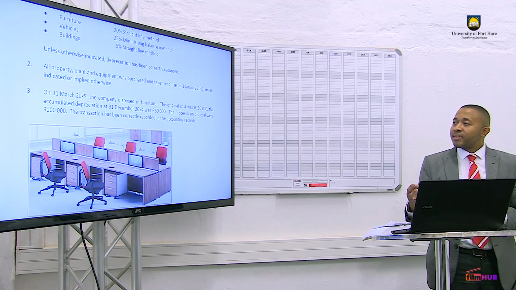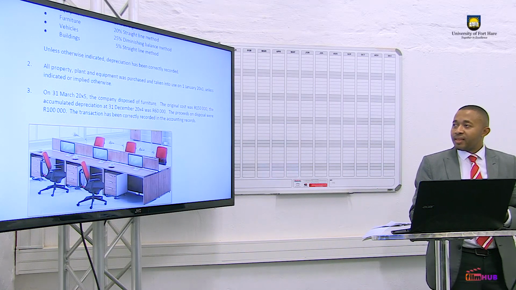150,000. The accumulated depreciation at 31st December 2004 was 60,000. The proceeds on disposal were 100,000. The transaction has been correctly recorded in the accounting records. Why do I need to tell you all these details? It is because the carrying amount of the furniture that you see on the 31st December is 320,000. But which means that carrying amount excludes the furniture that was sold.